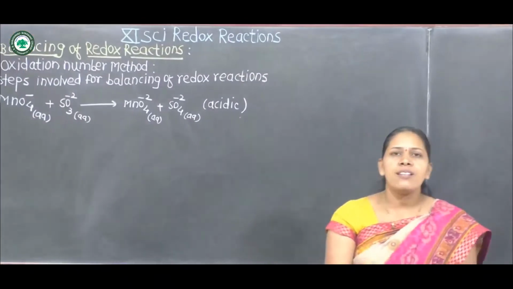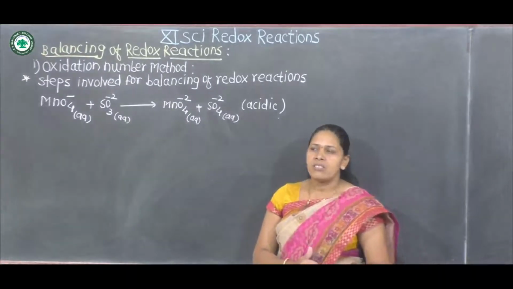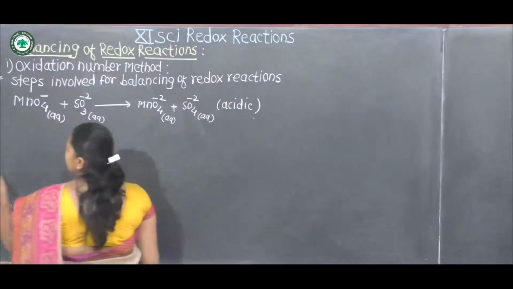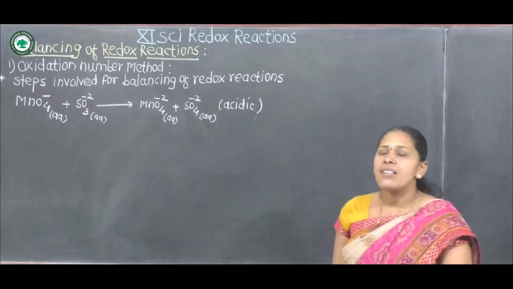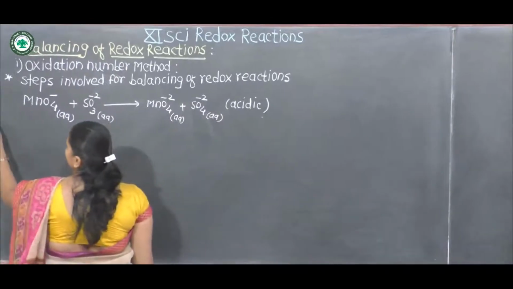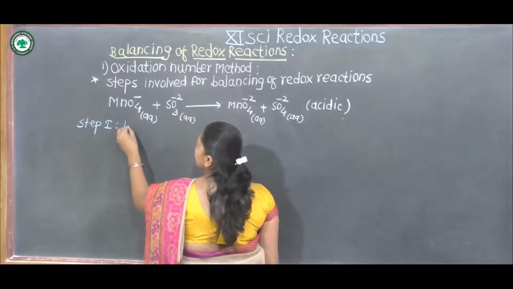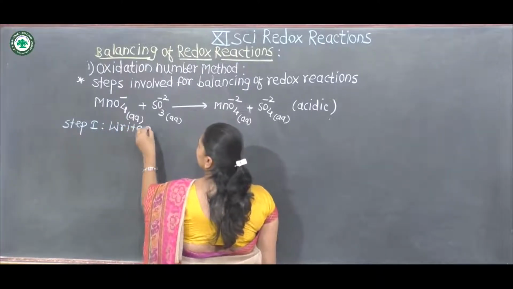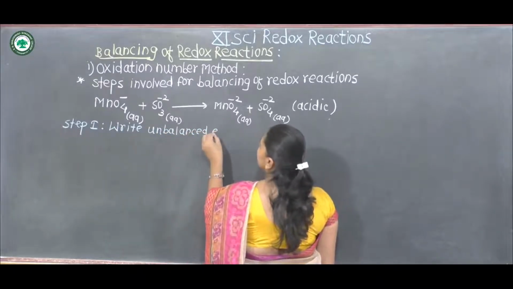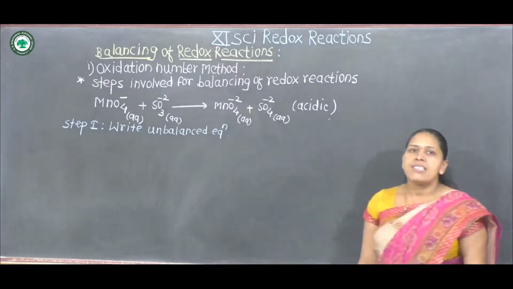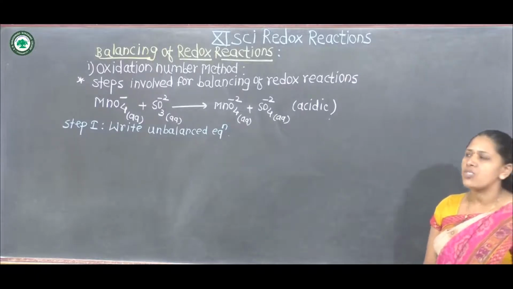This reaction we have to balance by the oxidation number method by using the rules or steps. Step first: write the unbalanced equation and balance all atoms other than hydrogen and oxygen.